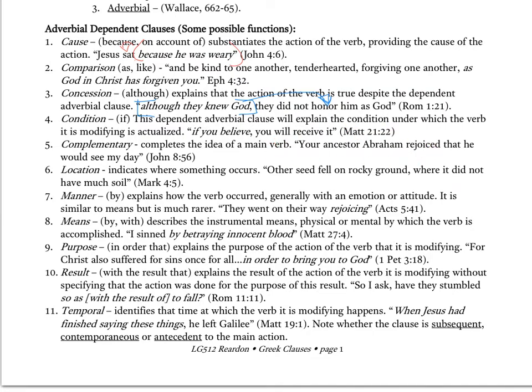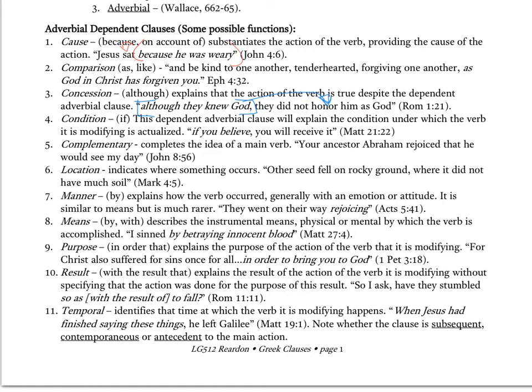That he would see my day is a clause that cannot stand on its own, but it modifies the rejoicing. How did he rejoice, or why did he rejoice? It's explaining the idea of the rejoicing. It's not any kind of rejoicing. The content of the rejoicing, or the reason and content for the rejoicing, is that he would see my day. So that is a complement to that main idea.